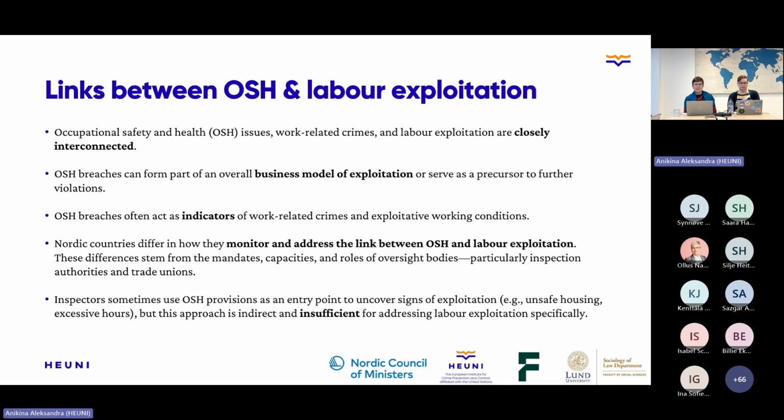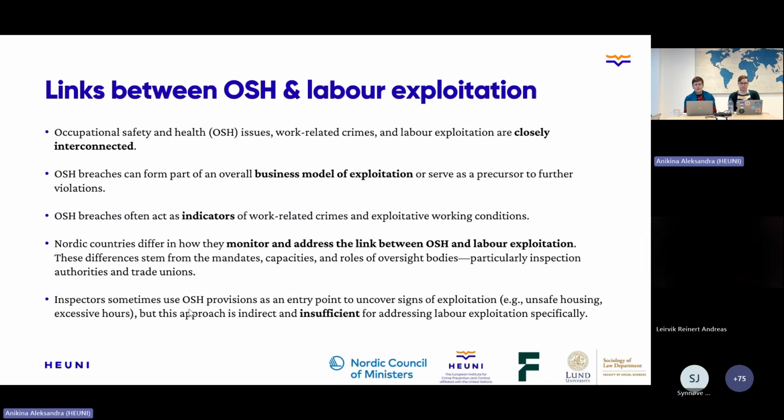The linkages between occupational safety and health and exploitation: this is something that we raised in the report. We are saying that if there are breaches in occupational safety and health overall, it might be an indication also of broader work-related problems and of labor exploitation. We're also saying that occupational safety and health breaches can be part of a broader business model of exploitation, where an employer or a business intentionally breaches occupational safety regulations as well as engages in exploitation. So we see that if there are occupational safety and health breaches, it can actually be a precursor to other violations.